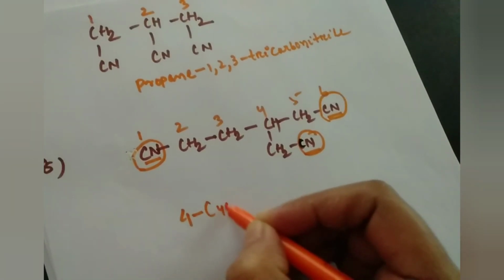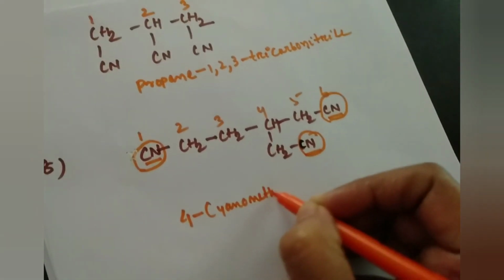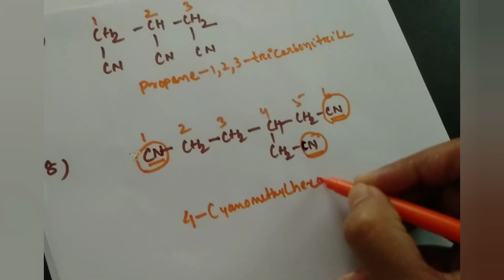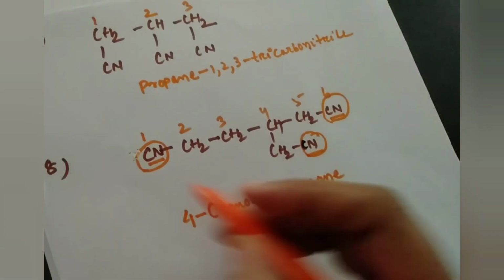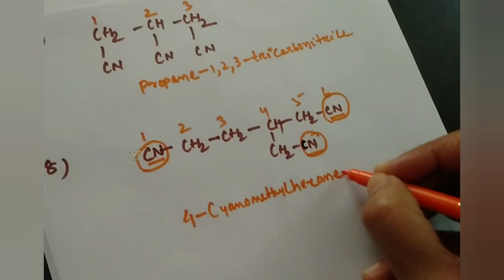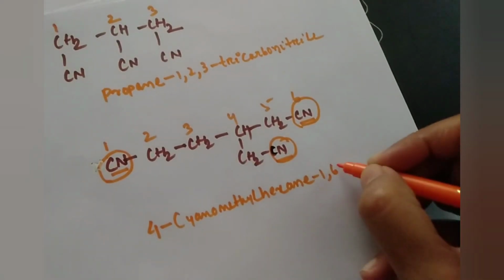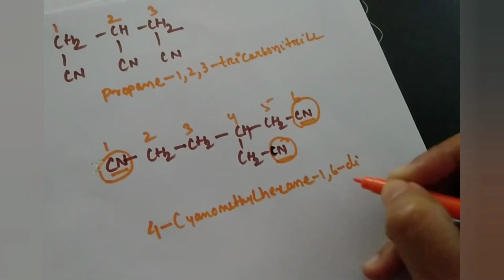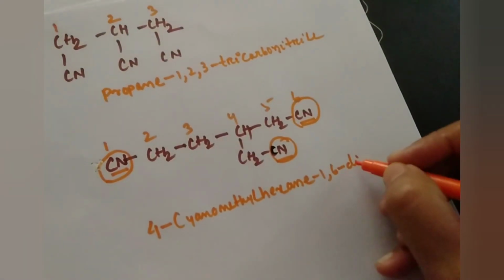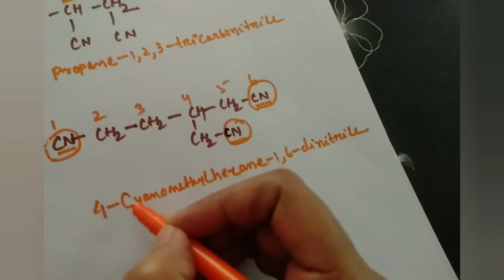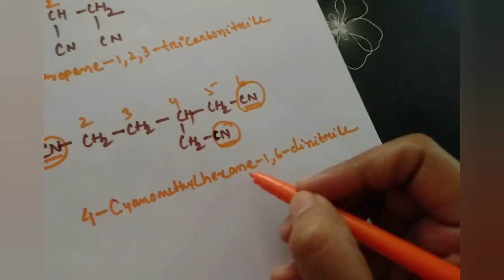So 4 cyanomethyl. Word root क्या आएगा? Hex, primary suffix ane. In 1 and 6 position, 1, 6. ये इसलिए मैंने लिखा क्योंकि 2 है तो आपका न्यूमेरिकल प्रीफिक्स डाई आएगा. ओके, in 1 and 6 position, 1, 6 di, and the suffix of cyano is nitrile. Cyanide is nitrile. So 4 cyanomethyl hexane 1, 6 dinitrile.